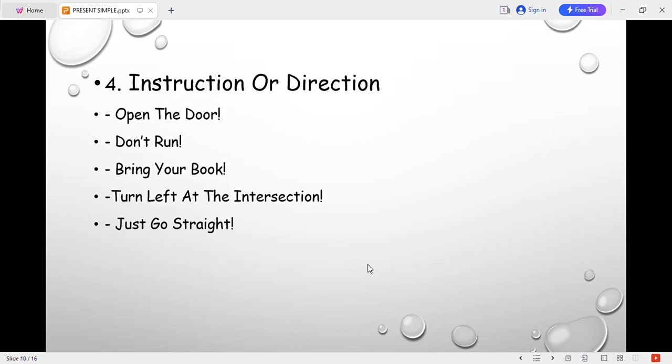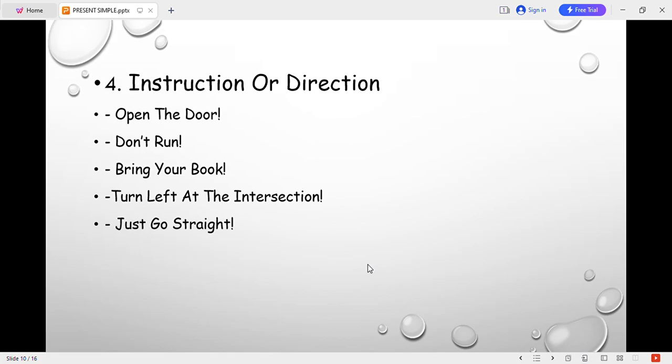Next, number 4 is when do we use present simple tense? If we give instructions, if we instruct our students or our children, and if someone wants to know a place and asks you, and they need help, and then we give them direction to go to the right place, the appropriate tense is present simple tense.